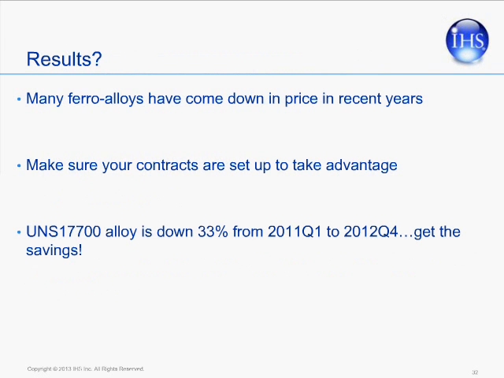We saw that many ferroalloys have come down in recent years, especially those feeding into this product like nickel and ferrochrome. And you just need to make sure that the contracts are set up to take advantage of that. You can link off of our prices. You can link off of other publicly available prices. But in this case, we're talking a 33% decline over 2 years in the cost of producing this alloy, which is a substantial savings. And if you're not systematically tracking those material costs, you certainly could have missed at least some of that decline over the past couple of years.